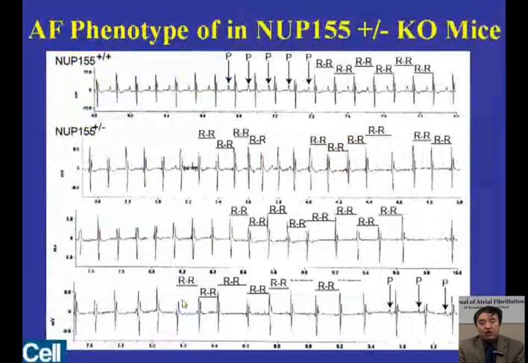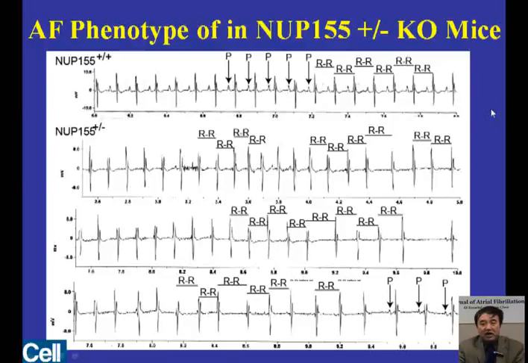So we recorded EKG from wild-type or knockout mice. And in the wild-type case, we can see very clear and regular RR intervals. And we can see clear P waves. However, in mutant mice, we detected irregular RR intervals, and in all these traces, P waves are missing. So these are classical characteristics of AF.